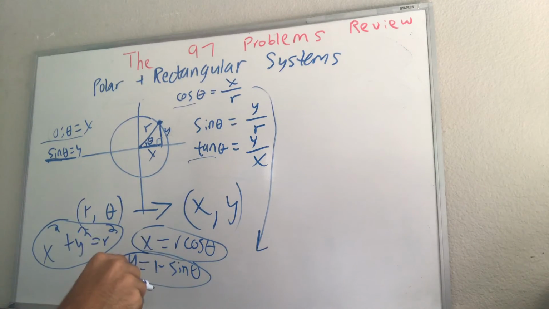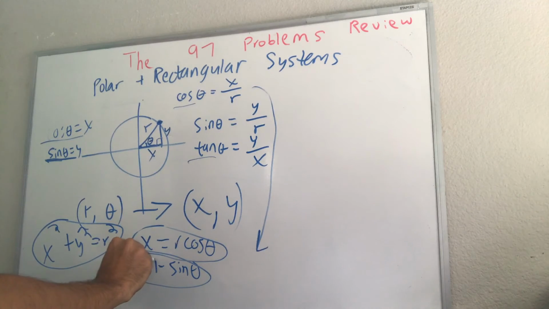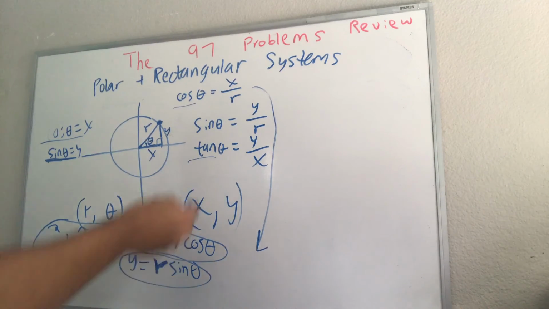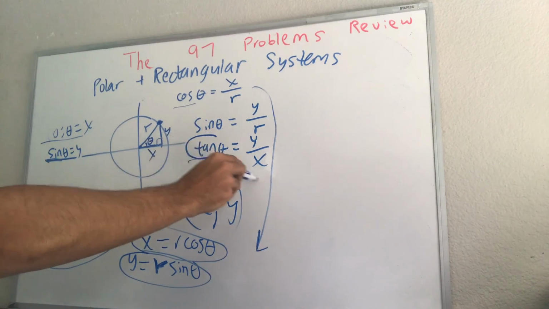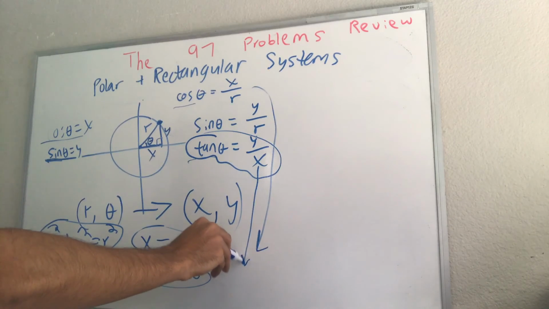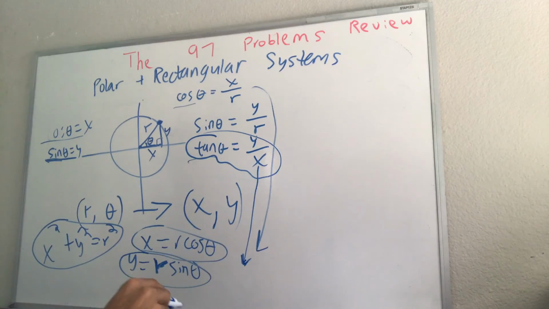So we have three so far: x is equal to r cosine θ, y is equal to r sine θ, and x squared plus y squared is equal to r squared. The other one is really just knowing that tangent θ is equal to y over x. You can further alter these into the form you want depending on the question, but know these four equations to help you solve problems, especially when you're converting from one system to the other.